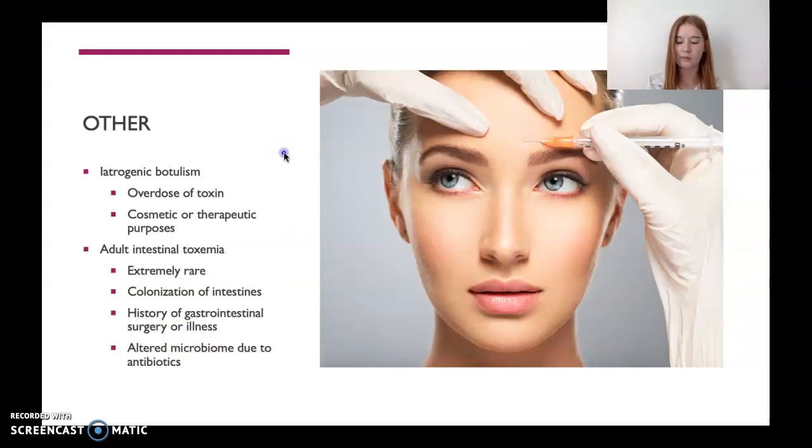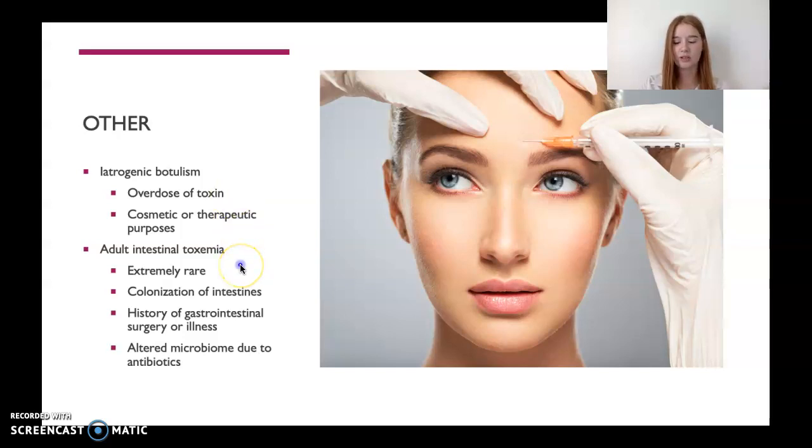The other minor forms include iatrogenic botulism, and this happens because the toxin is used for cosmetic or therapeutic purposes. Very heavily diluted forms of it are injected, such as in the case of Botox, it is injected into the face to reduce facial wrinkles. And if there's an overdose, this can cause the illness in the patient.